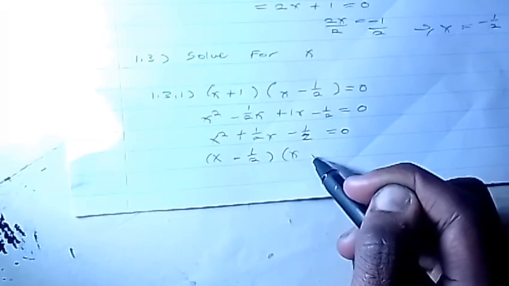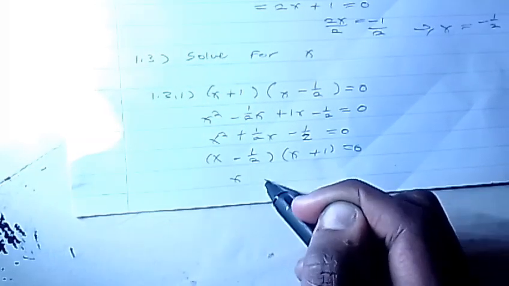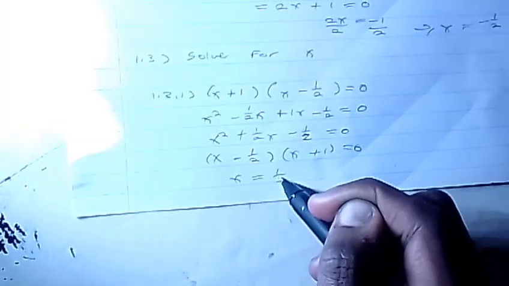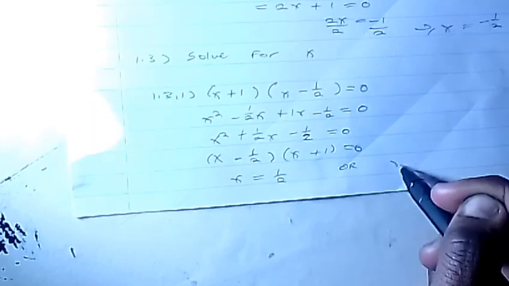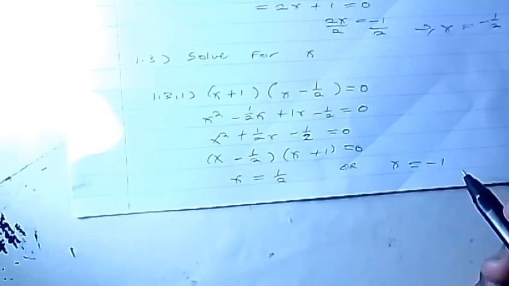x minus a half, bracketed, times x plus 1 equals 0. So x is equal to a half, or x equals negative 1. Alright.